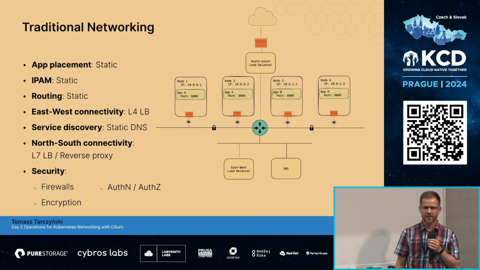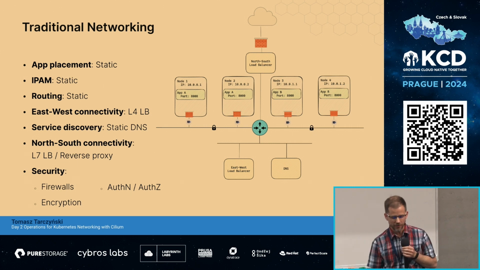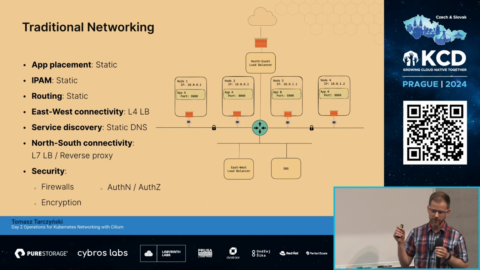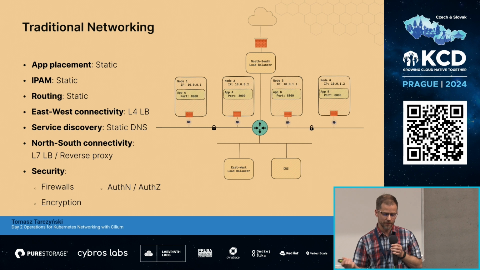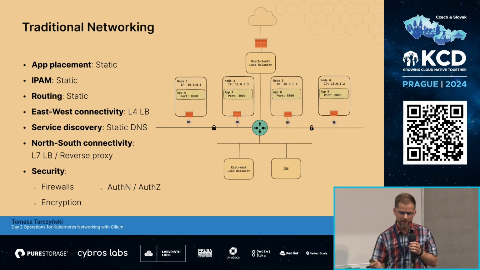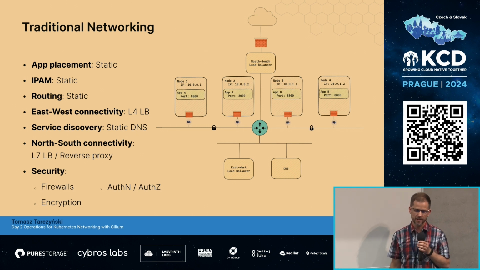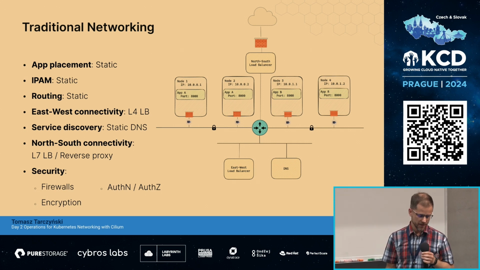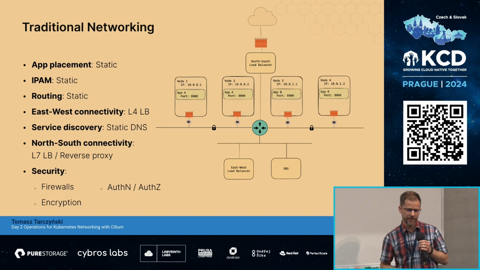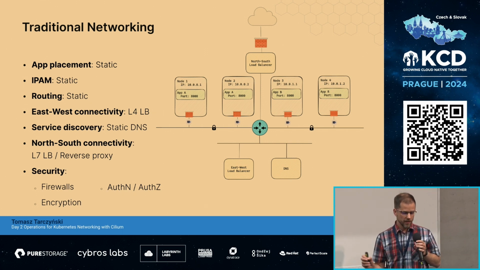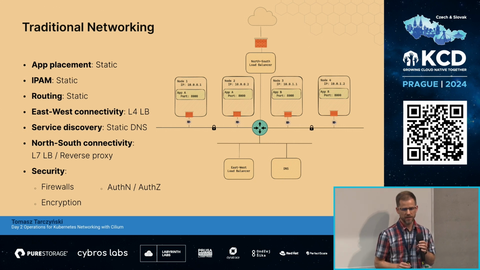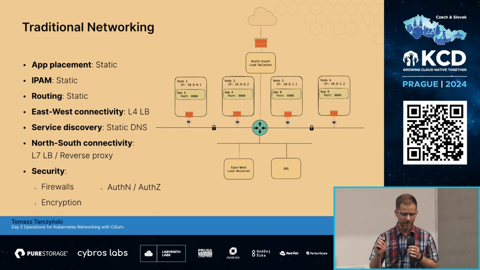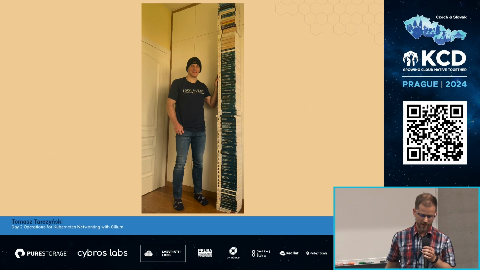And of course, you want to make this network secure. For that, you would use stuff like firewalls. You might do encryption of all the traffic, even inside your data center. And then you might require your applications to authenticate to each other and to get authorized to access each other. So that's my just 2-minute intro to how traditional networks look like.